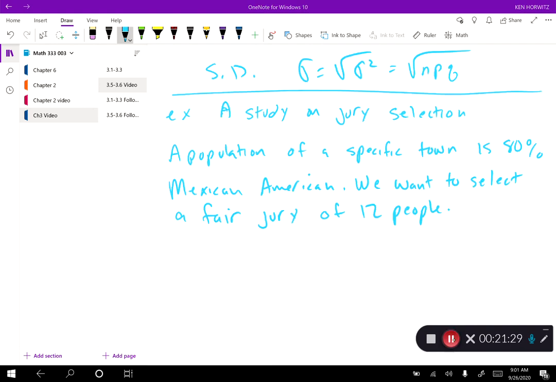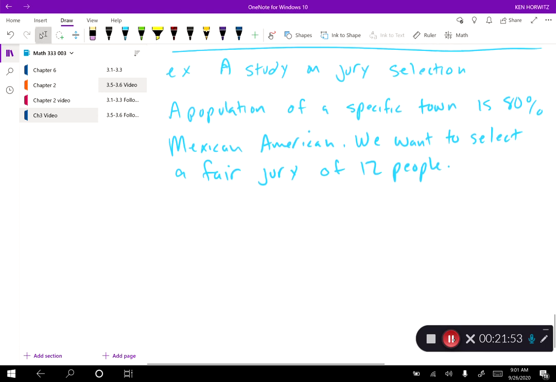All right, so here's an example of a study on jury selection. When this example was presented to me, I was told that it was done in an actual town. A population of a specific town, I was not told which town it was, is 80% Mexican American. We want to select a fair jury of 12 people. So the first question we have is, what is our mean and what is our standard deviation?